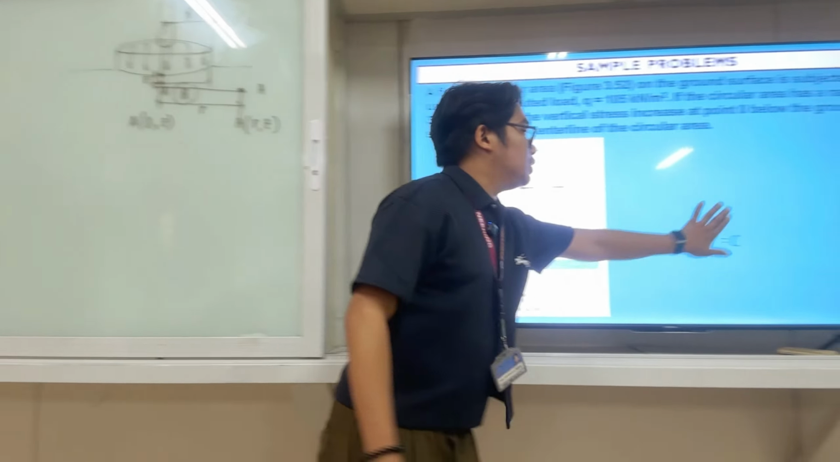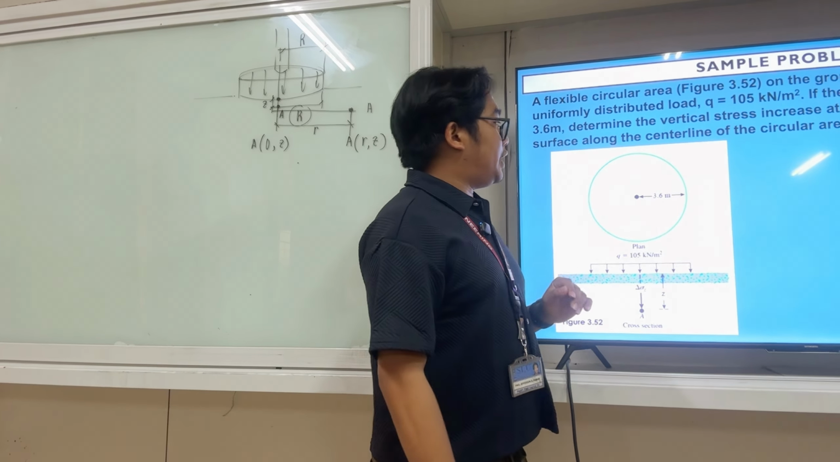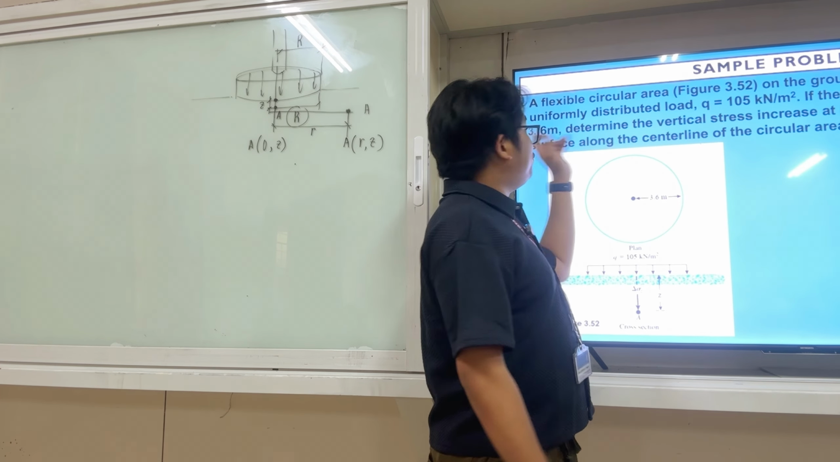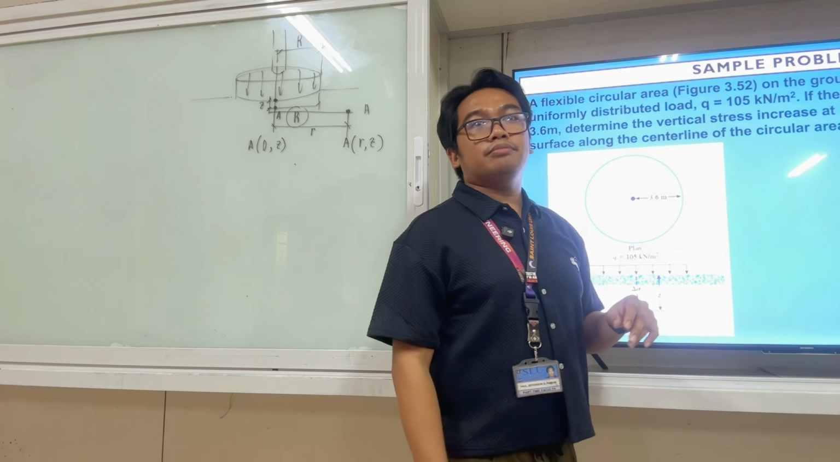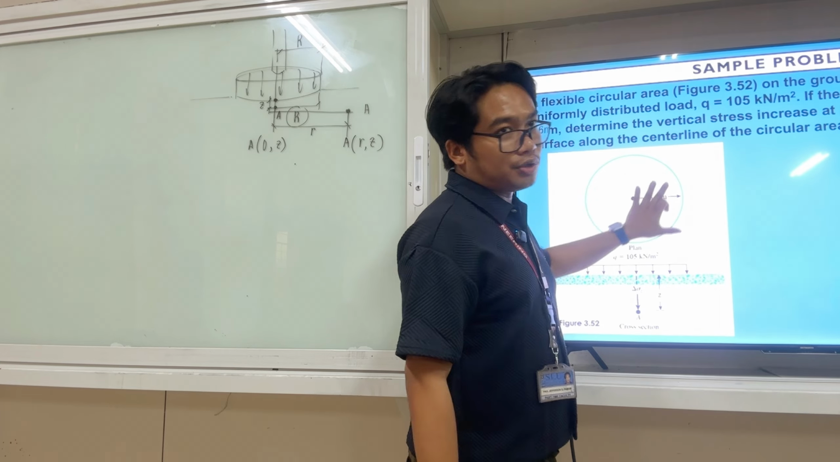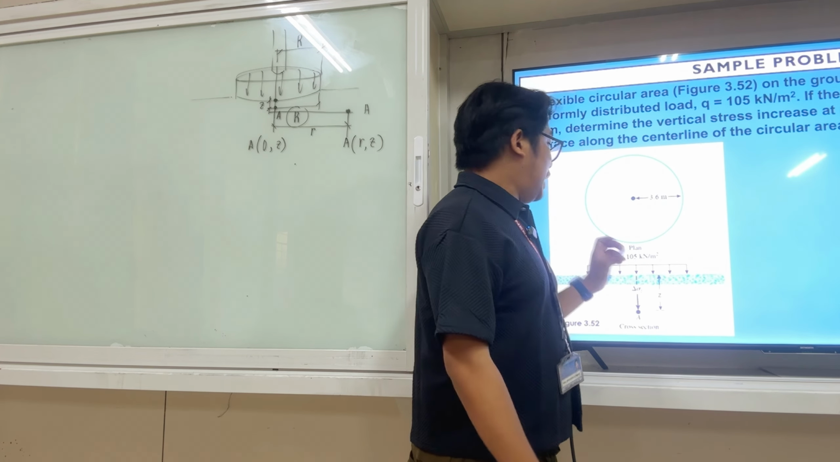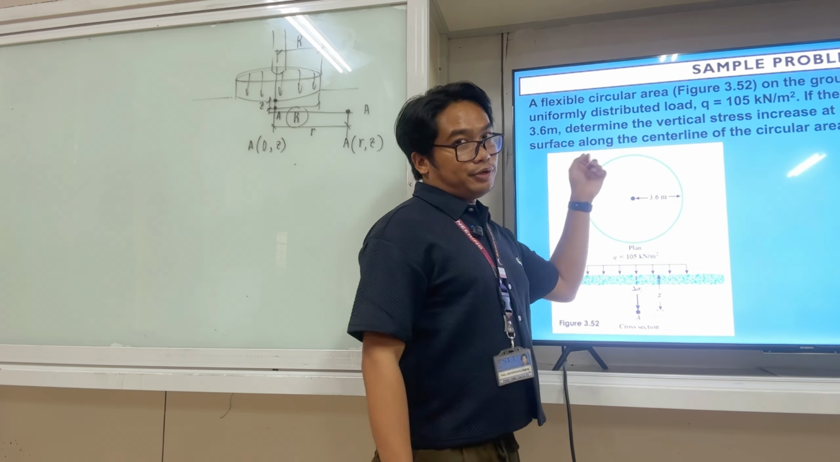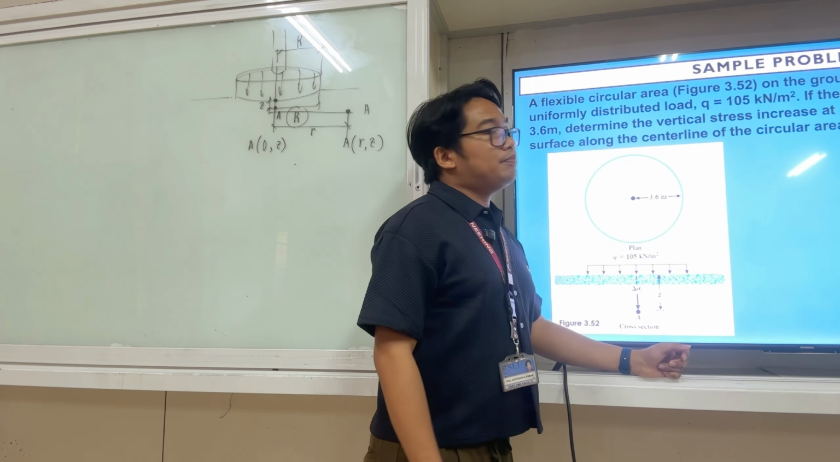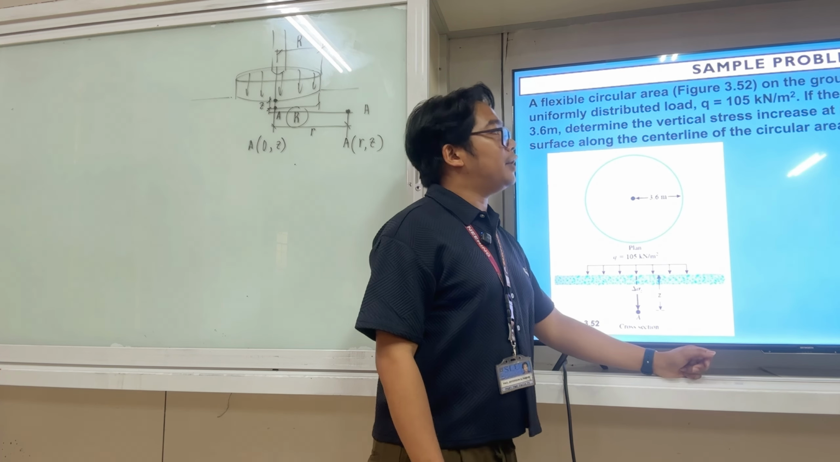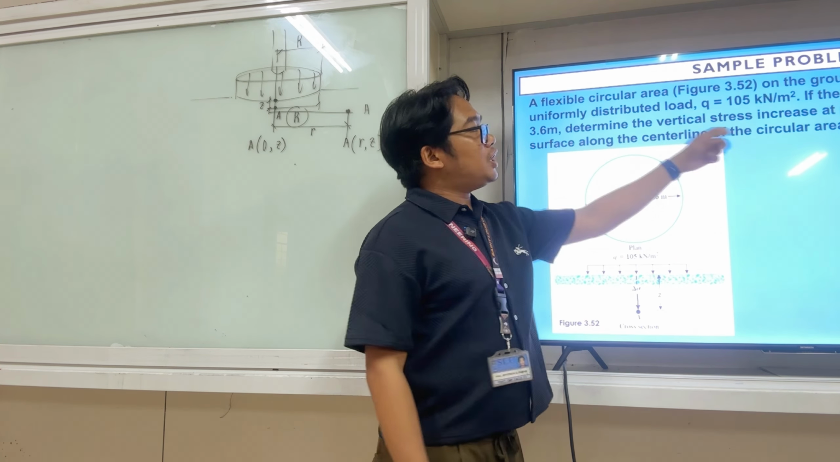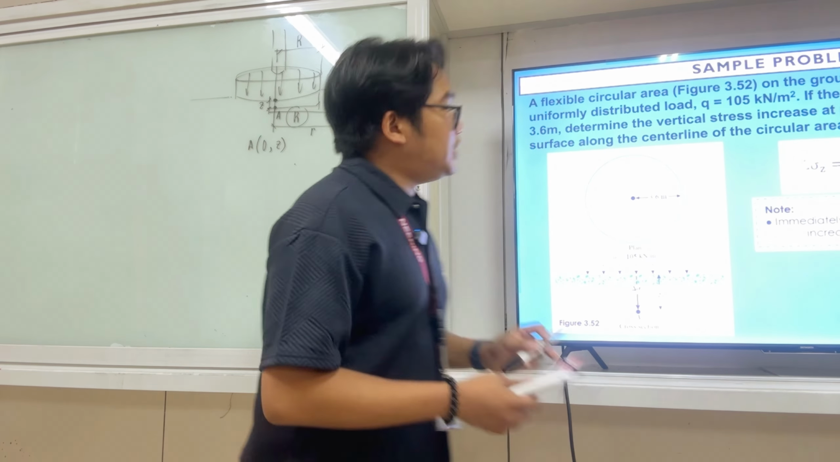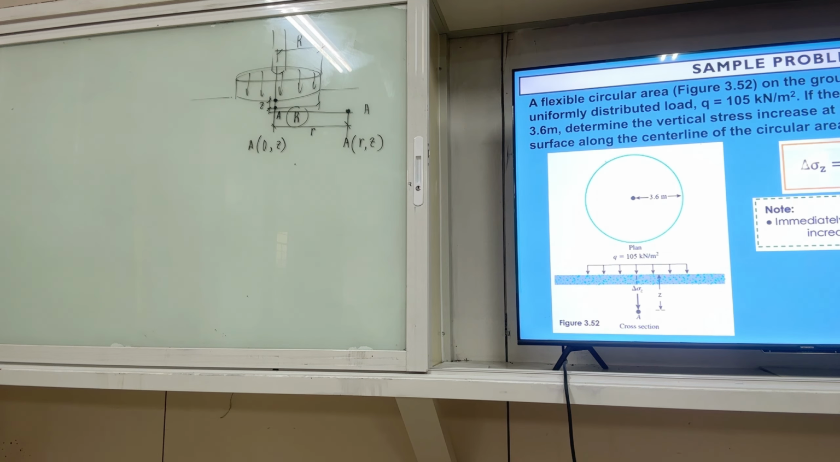Like so. We have a simple example. Again, a flexible circular area on the ground surface is subjected to a uniformly distributed load of 105 kilonewton per square meter. So this circular load is distributed uniformly as 105 kilonewton per meter square or kilopascal. If a circular area has a radius of 3.6 meters, determine the vertical stress increase at 0.0, meaning at the center of the circular area, right below the ground surface along the center line of the circular area. With that being said, on example number 1, sabi niya, kung meron daw tayong circular load that is uniformly distributed on top of a circular area.